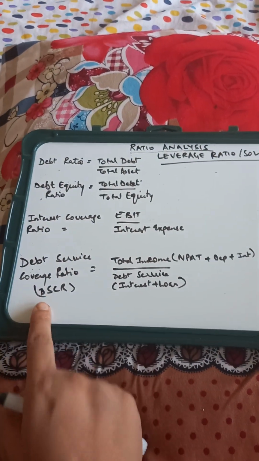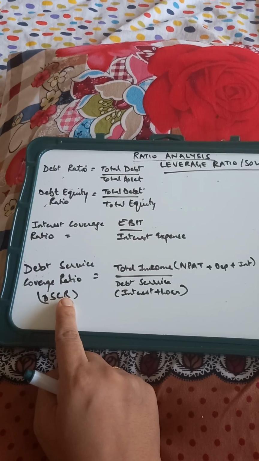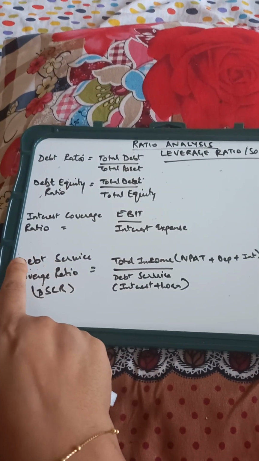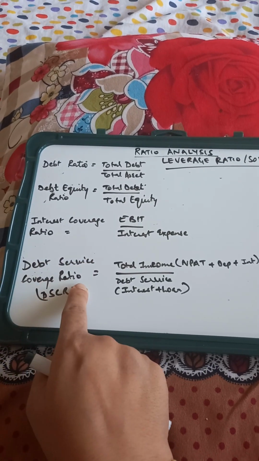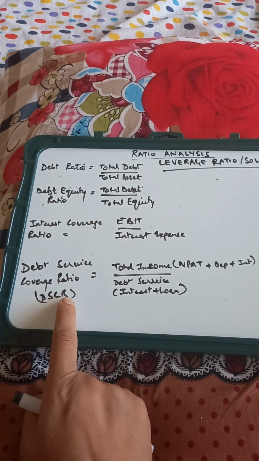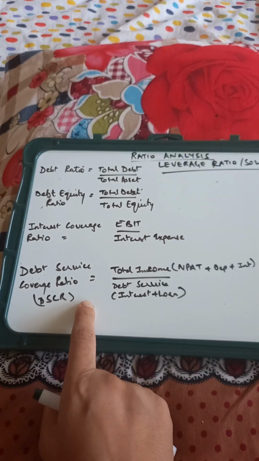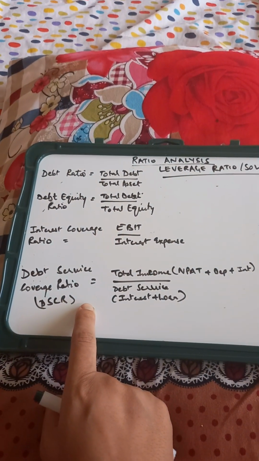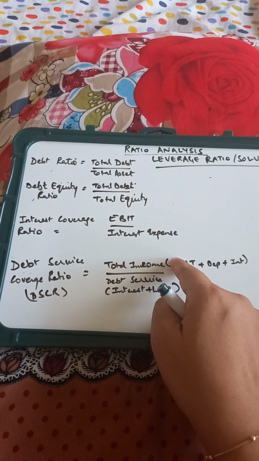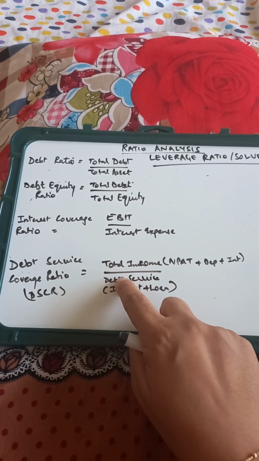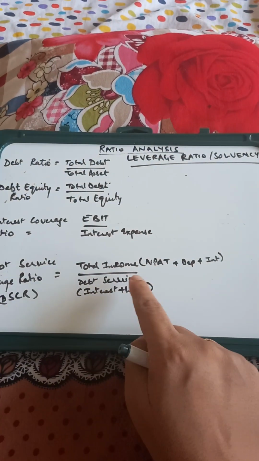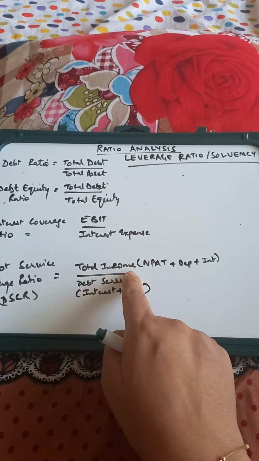Then, going further in detail, from the third step into the fourth step, is the debt service coverage ratio, whose short form is DSCR. This ratio is another extension of the interest coverage ratio, which tells us the total income divided by the debt service. Now, to understand this further, we should know what total income means.